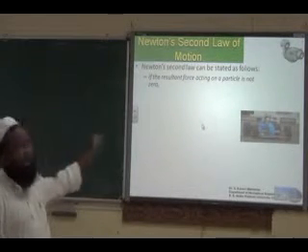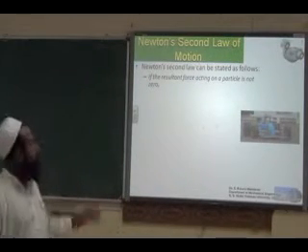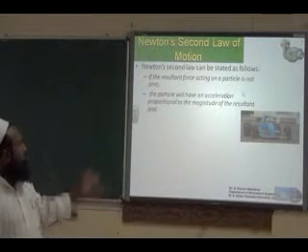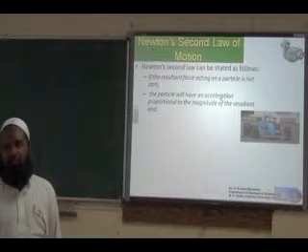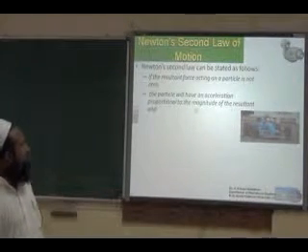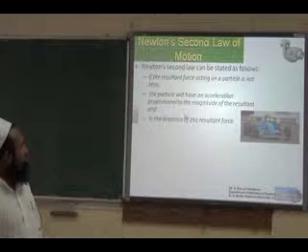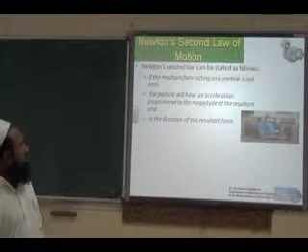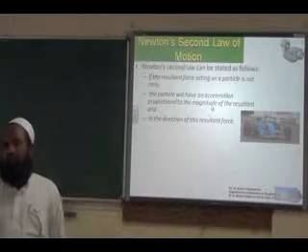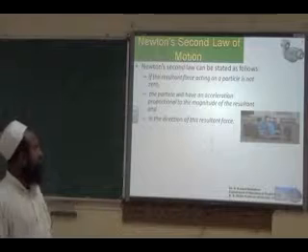So what is Newton's second law of motion? If the resultant force acting on the particle is not zero, then the particle will have an acceleration in the direction of application of force, and its magnitude will be proportional to the force. So the acceleration is proportional to the magnitude of the resultant force, and it will occur in the direction of the force.